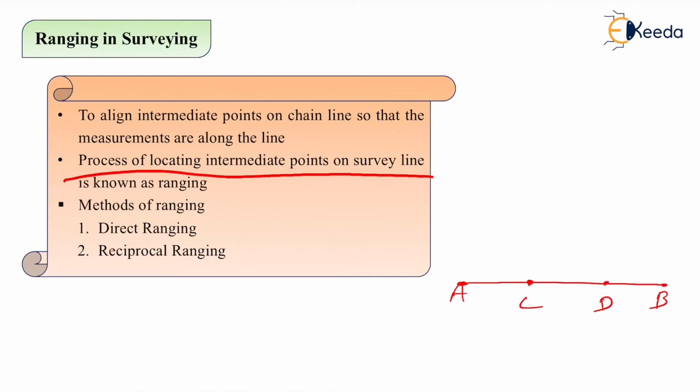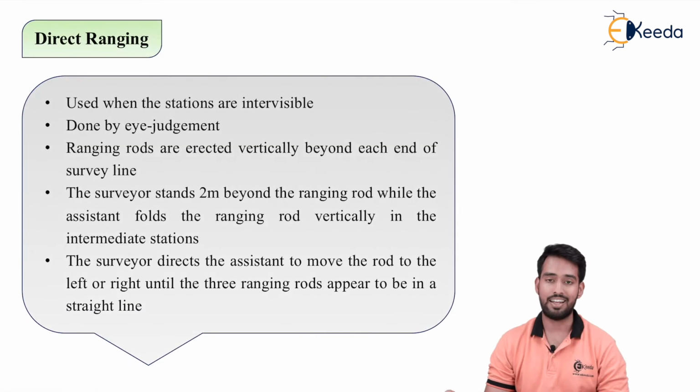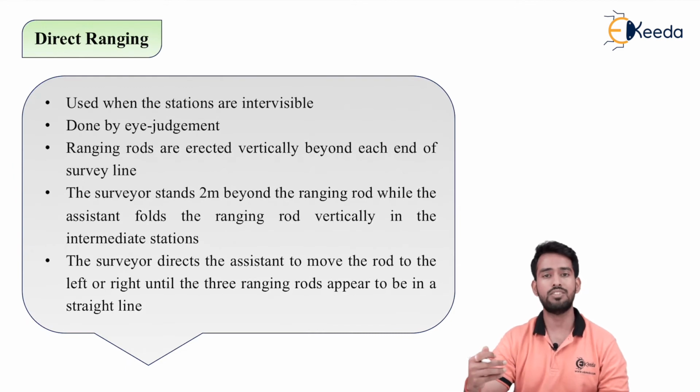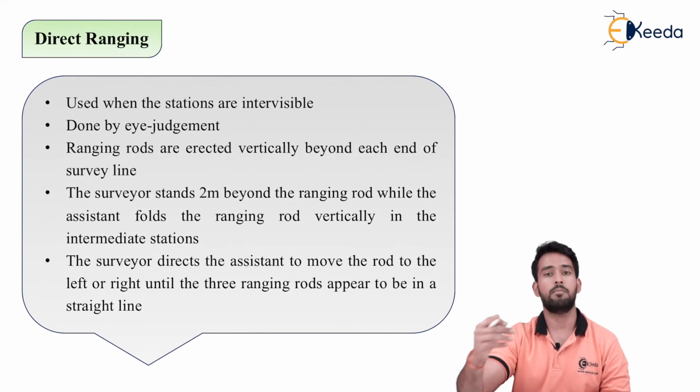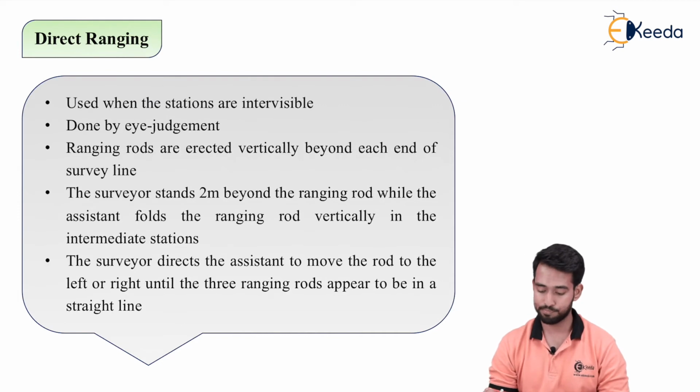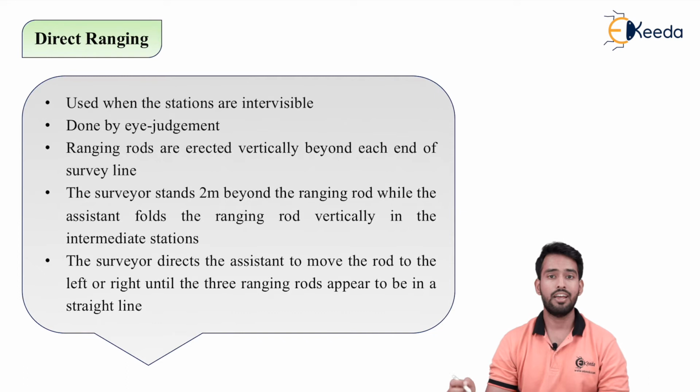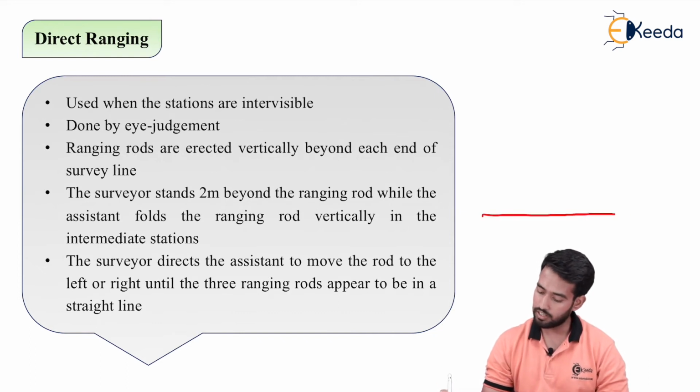Again, in ranging there are two methods: direct ranging and reciprocal ranging or indirect ranging. Direct ranging is used for establishing stations when they are intervisible to each other. So if from E I can see the point B, then we can use the direct method, and it is generally done by eye judgment only, by using your human eye. Then ranging rods are erected vertically beyond each end of the survey line.